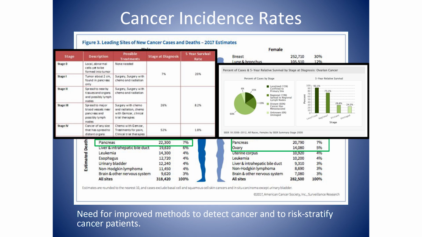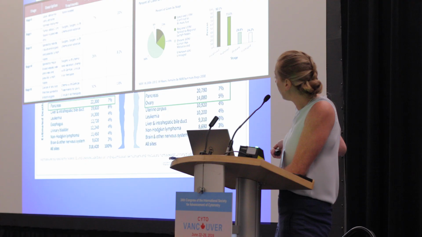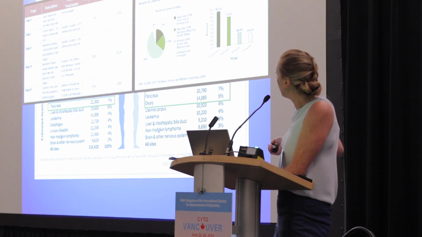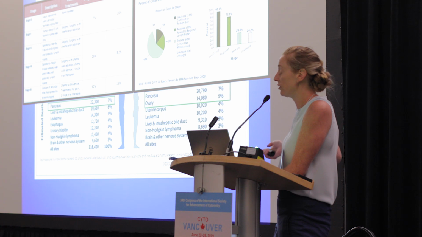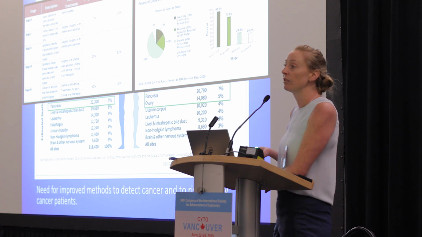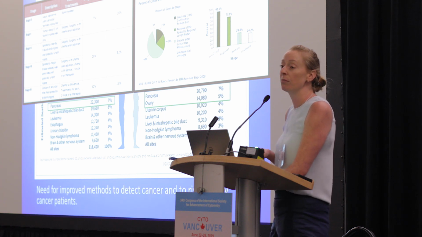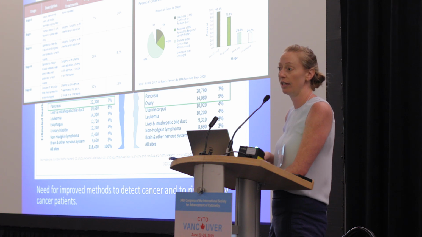These late-stage cancers are not treated very well. You can see that here for pancreatic, and then you can also see that here for ovarian cancer, where if you can catch it early, the survival rate is quite impressive. But most of these patients, unfortunately, present at a later stage. So all of this really highlights the fact that we need improved methods to detect certain cancers, and we need improved methods for risk stratification within these cancers.